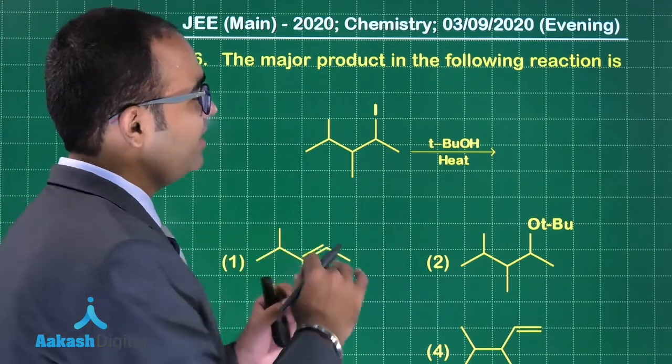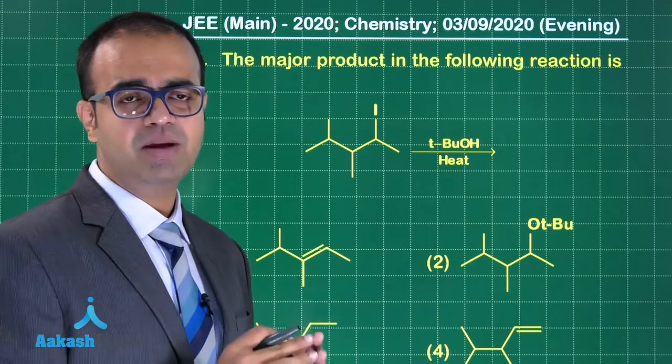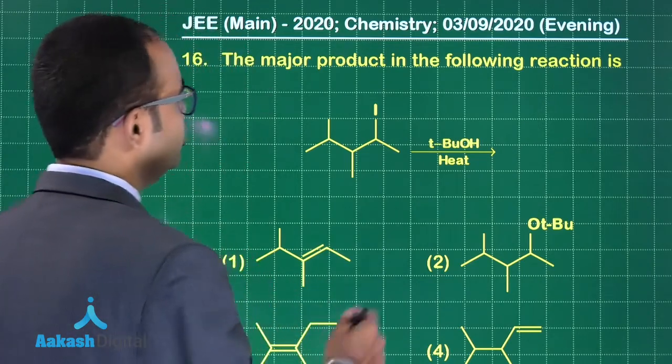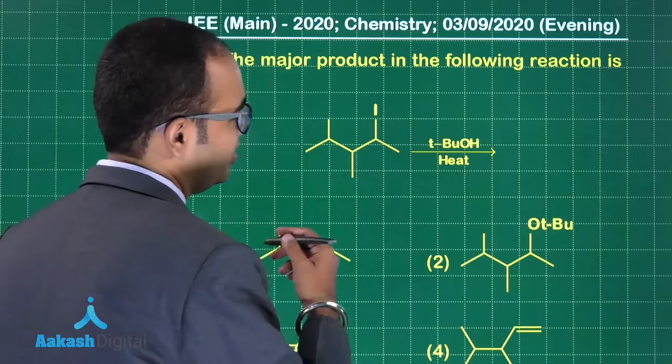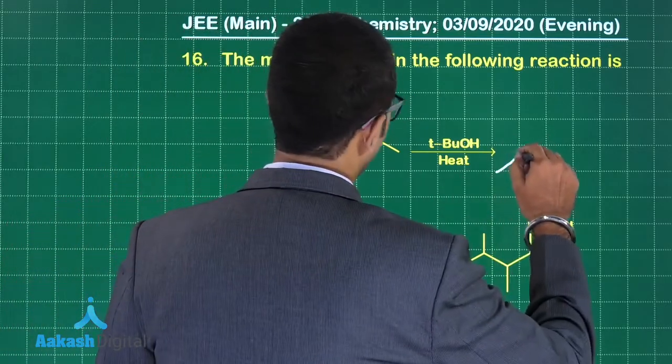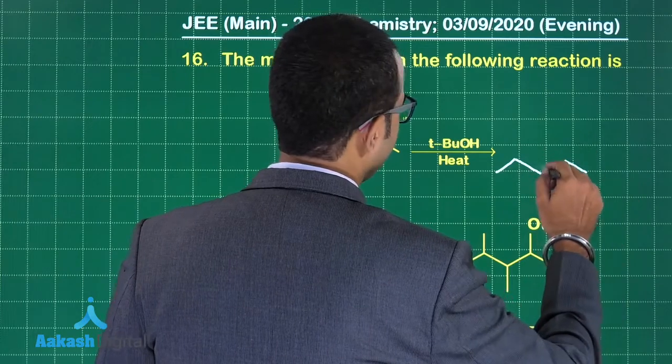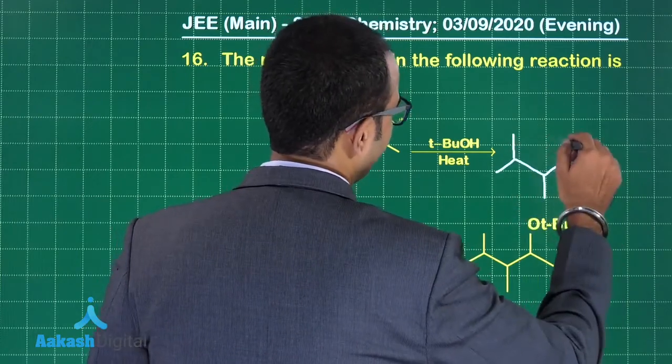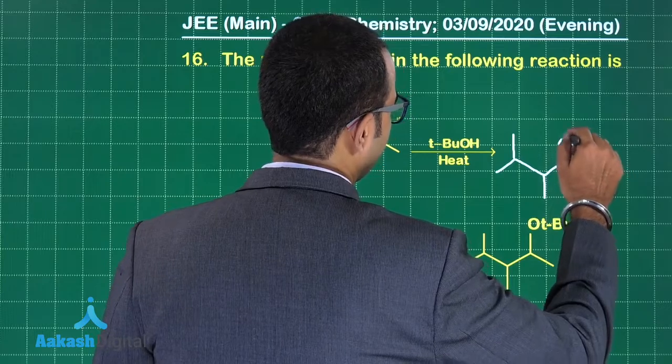So what will happen? Elimination is going to take place. So first you'll remove an I minus from here. As you remove an I minus, what you will get? You will get a carbocation. So here you get a carbocation.